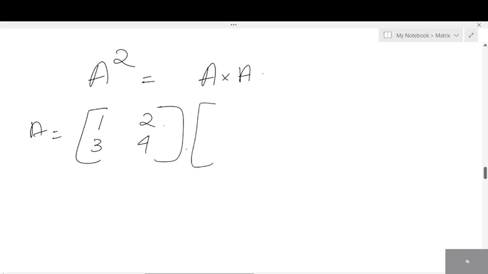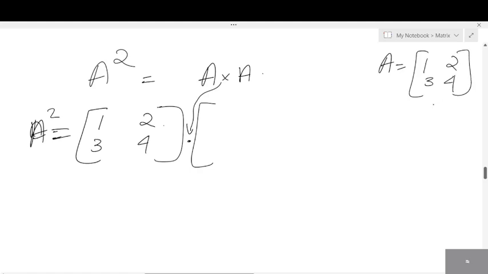In between, is there any sign? No, right? When there is no sign, what do you have to consider? It is multiplication. So I'll take the matrix A to be 1, 2, 3, and 4. How many rows and how many columns are there? 2 rows and 2 columns. So if I want to multiply the same matrix, I write the same one, 1, 2, 3, 4 like this.